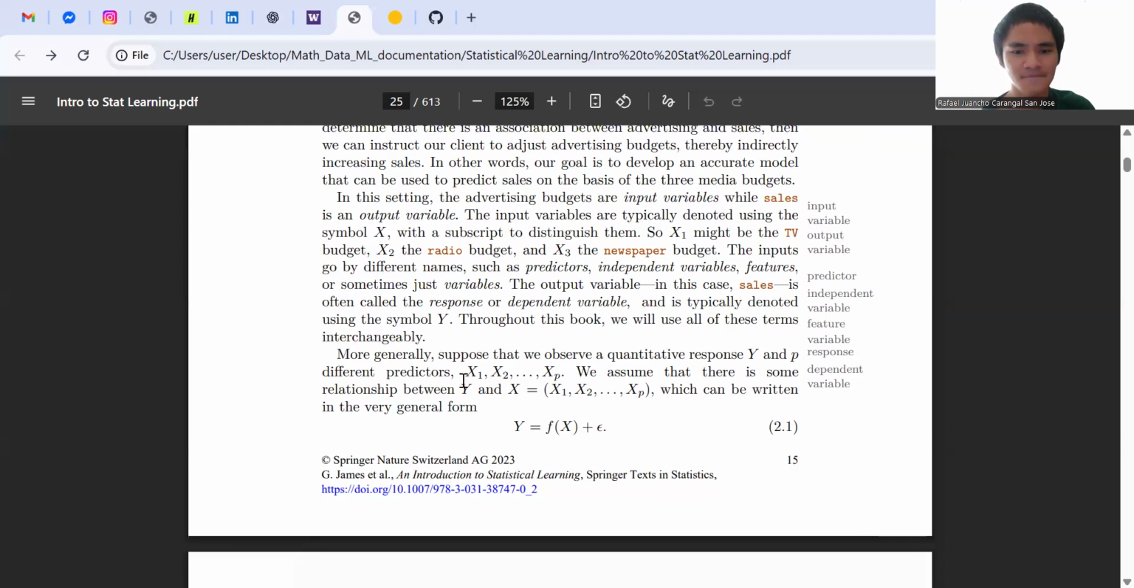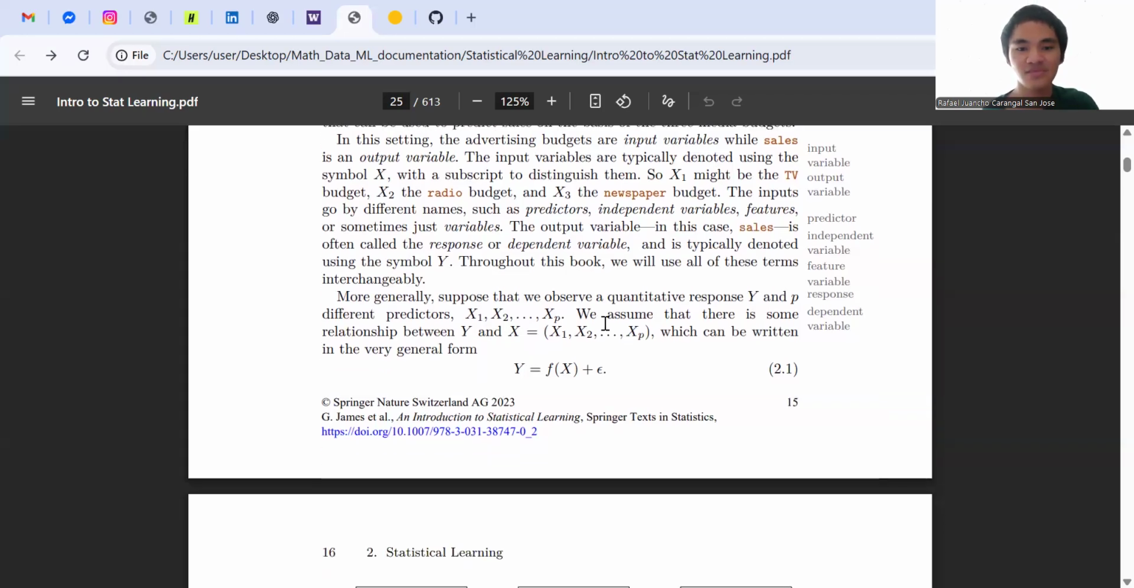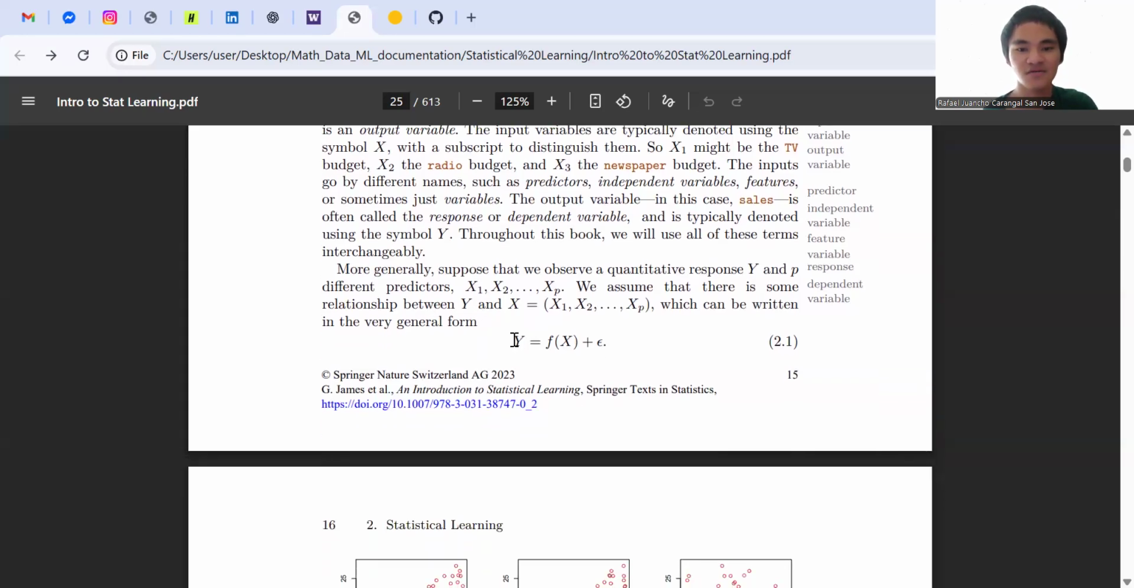And more generally, suppose that we observe a quantitative response Y and p different predictors, or a number of predictors p. We assume that there is some relationship between Y and X. So that's just a mathematical assumption that there might be some relationship based on the behavior of that data. And they can be written in this very general form.